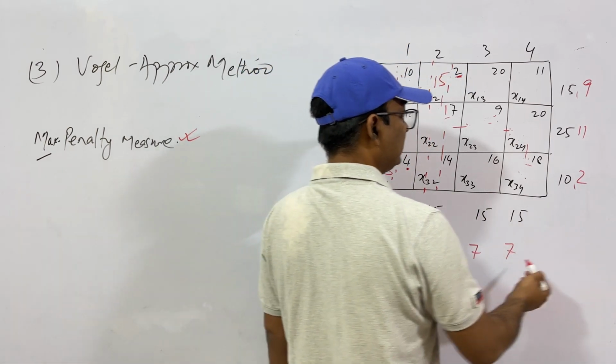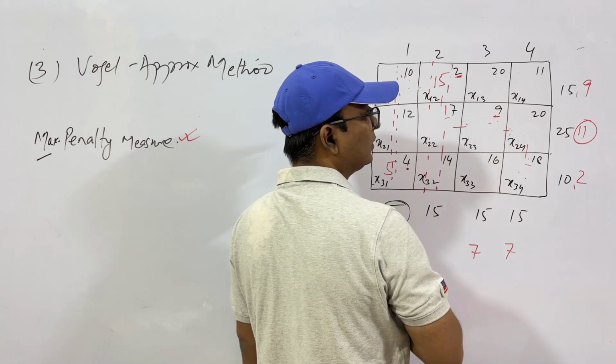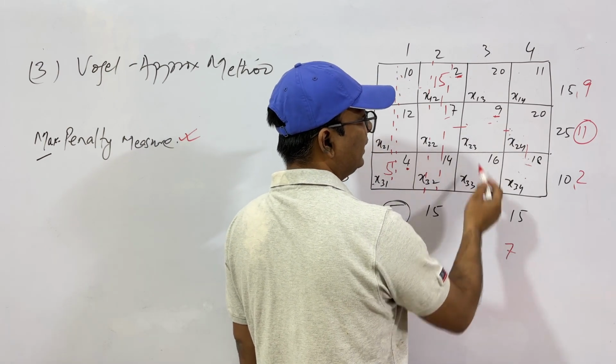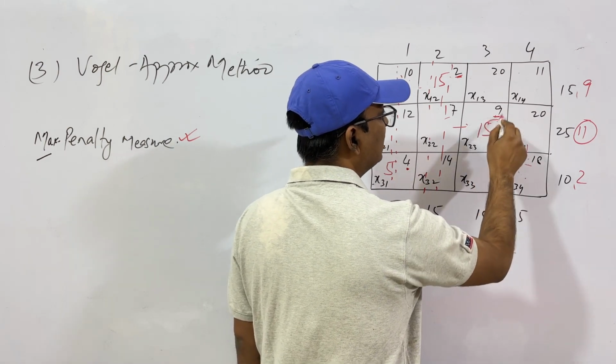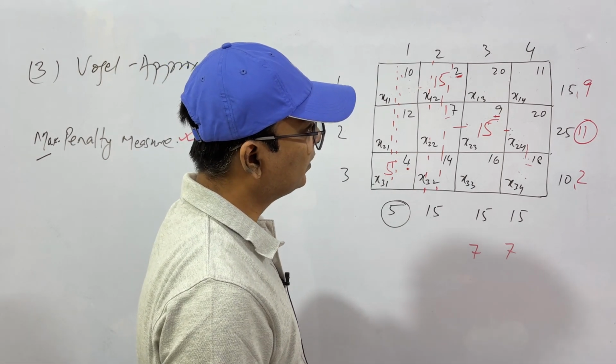Now which is the maximum? 7, 7, 2, 11, 9, so 11 is the maximum. Which is the lowest cost? It is 9, the cost per unit 9. What is the demand? 15. Is it able to supply? Yes. So we'll give 15 to this. Clear? This is our third allocation.